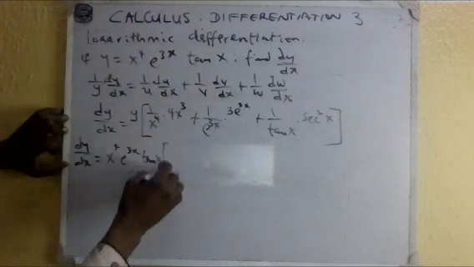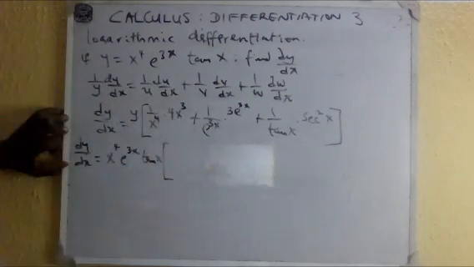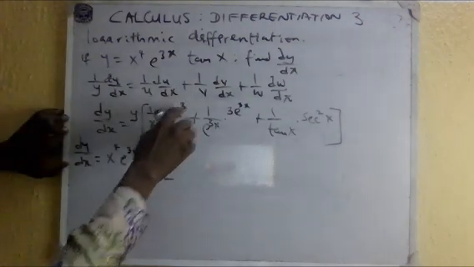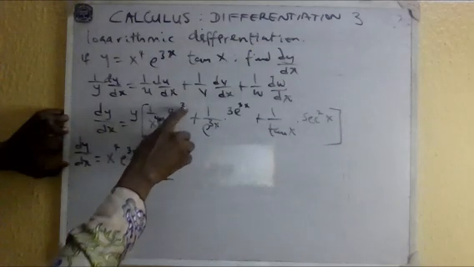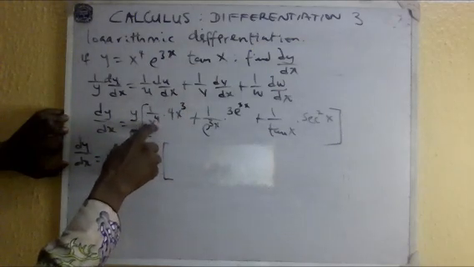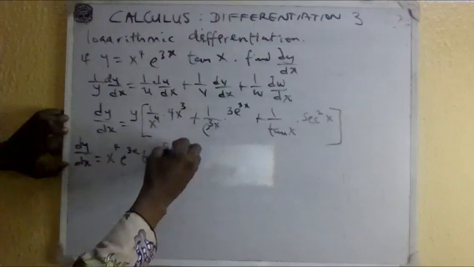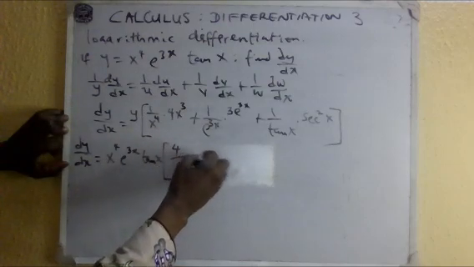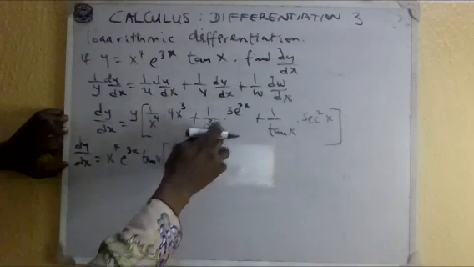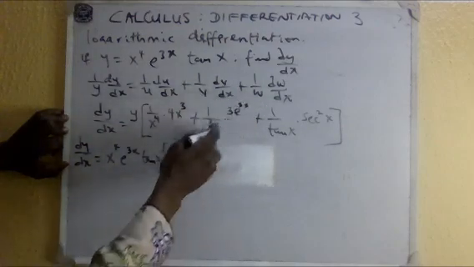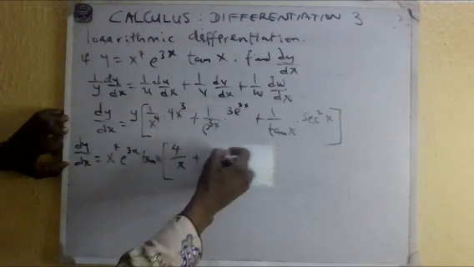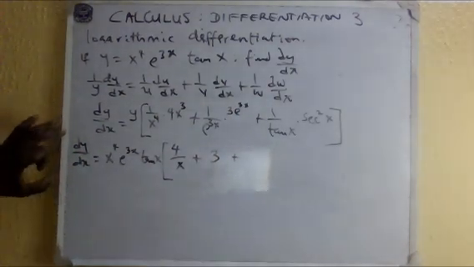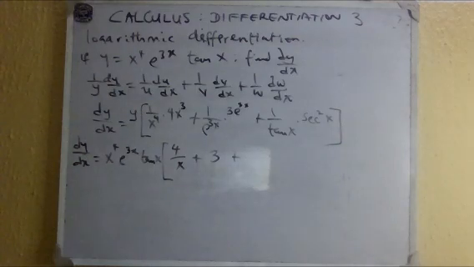Then open the big bracket, so I can resolve this one. I have x to the power 3 here and x to the power 4, so this one will cancel this one, and I will have 1 x down here. So it is 4 over x, plus this and this we cancel, I have 3 left, plus now sec squared x over tan x.